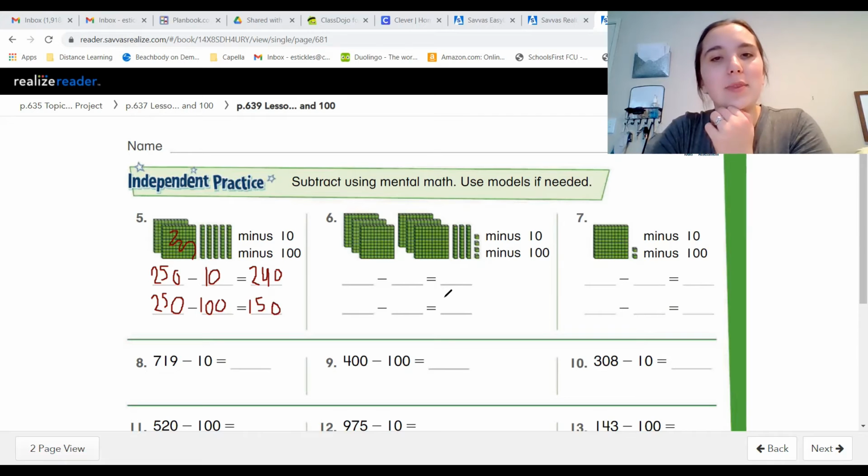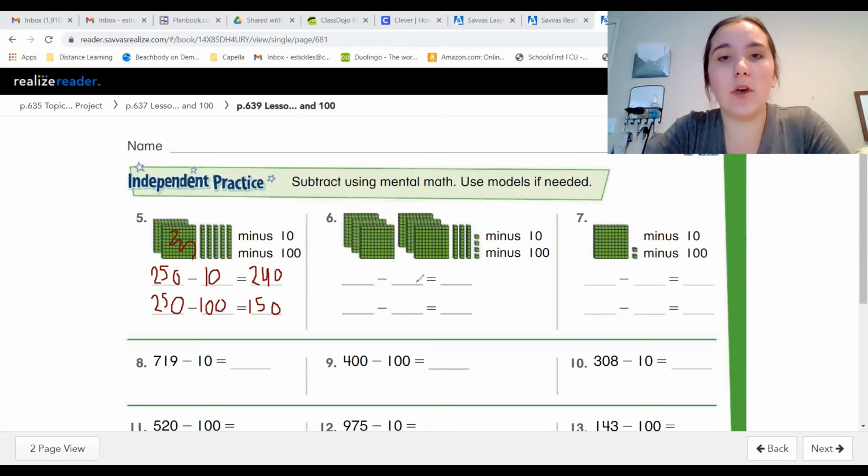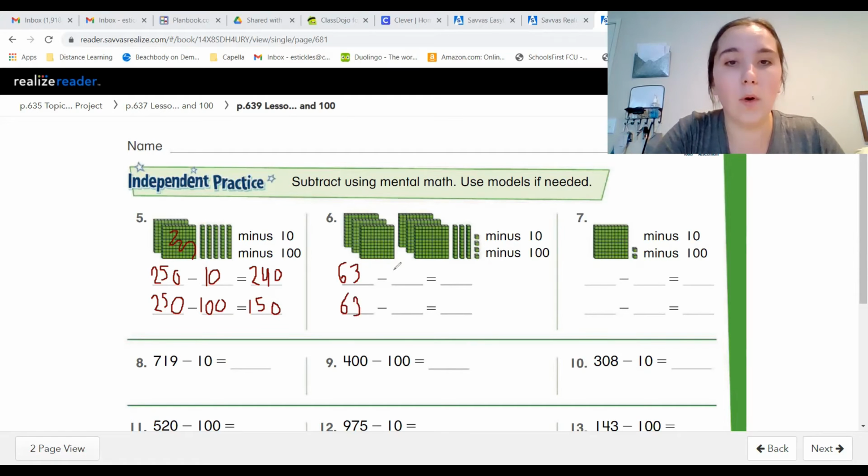Okay, let's check. I have to write out my number first. So I have 1, 2, 3, 4, 5, 6 hundreds. I have 1, 2, 3 tens. And then I have 1, 2, 3, 4 ones. So the number that I'm starting with is 634. I'm going to do 634 minus 10, and I'm going to do 634 minus 100.